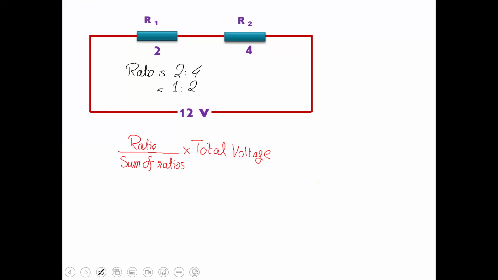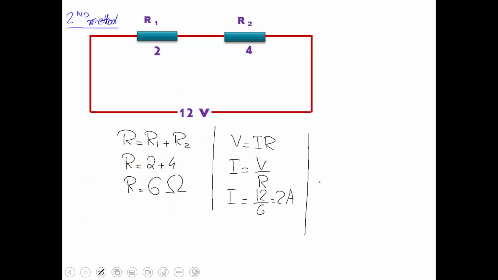So the total voltage is 12 volt. So we apply the logic: ratio upon sum of ratio into total. When you apply this, one of the resistors, which is the 2 ohm resistor, will get 4 volt, and the right side one gets 8 volt. This can also be done by Ohm's law. You first combine the resistors.